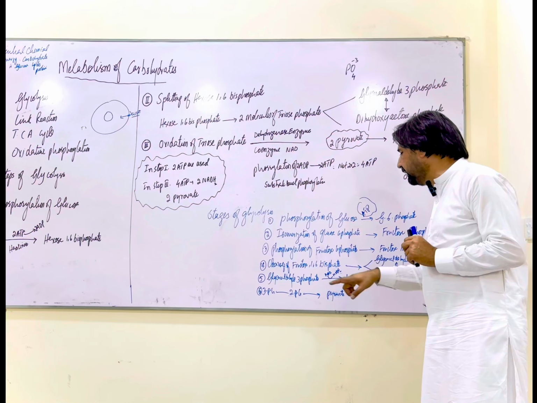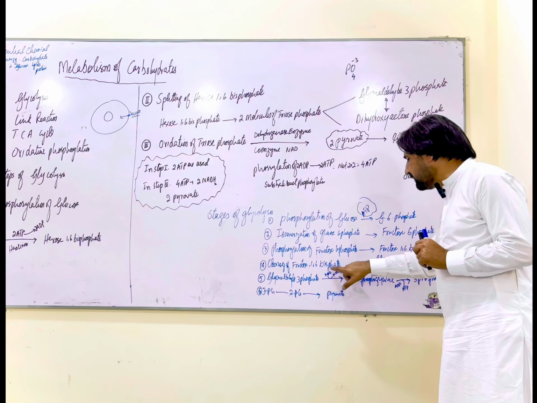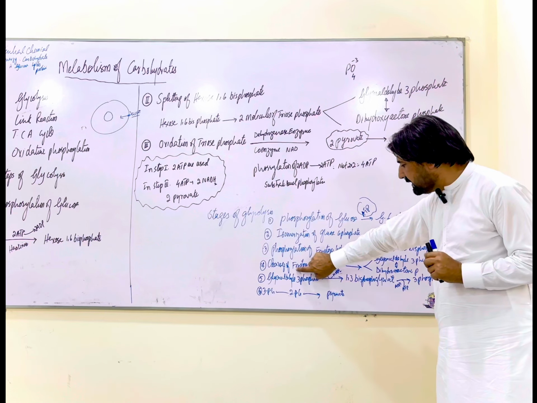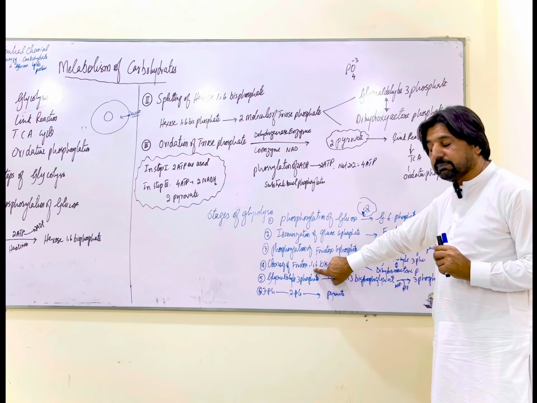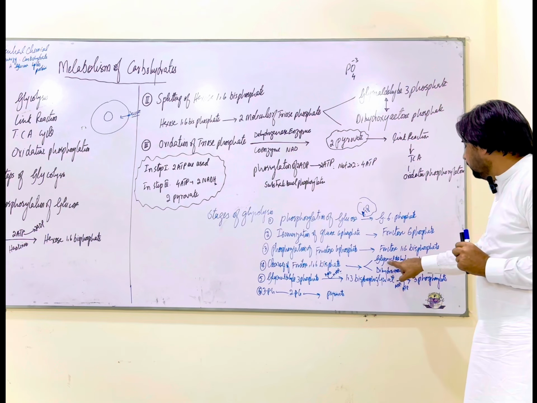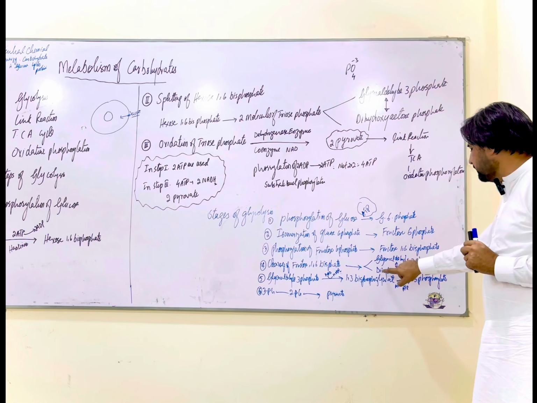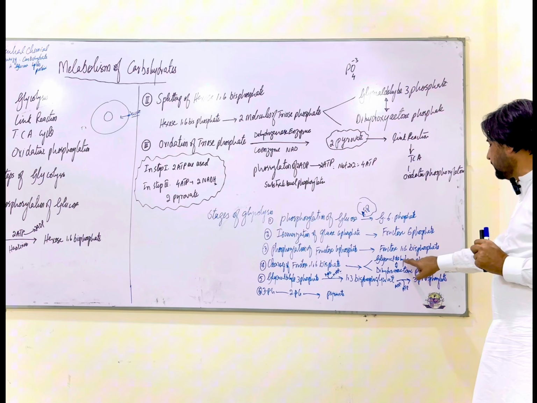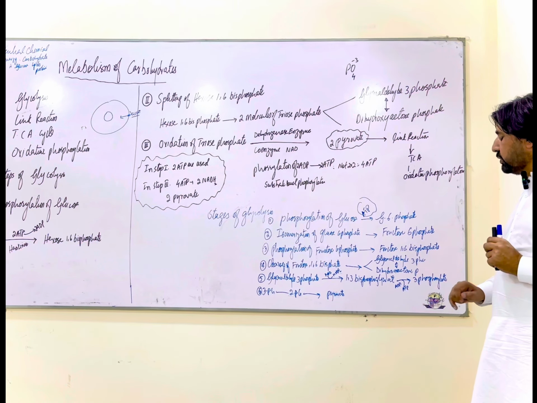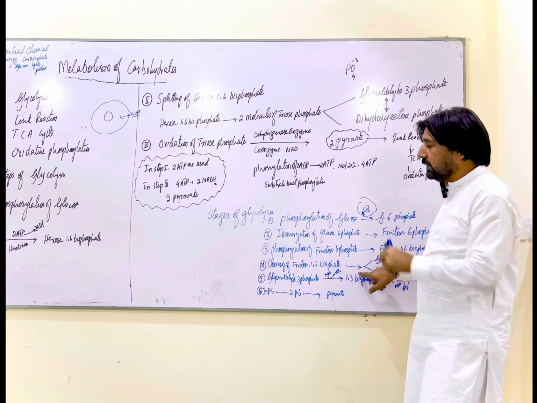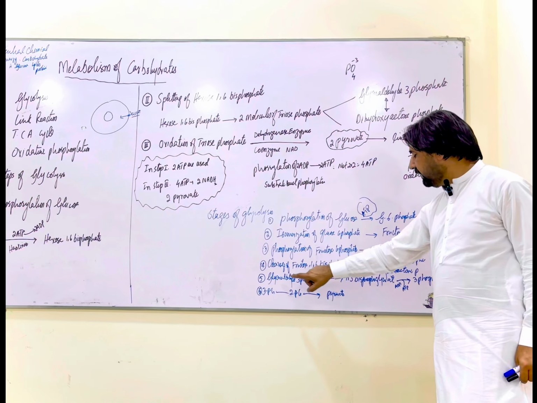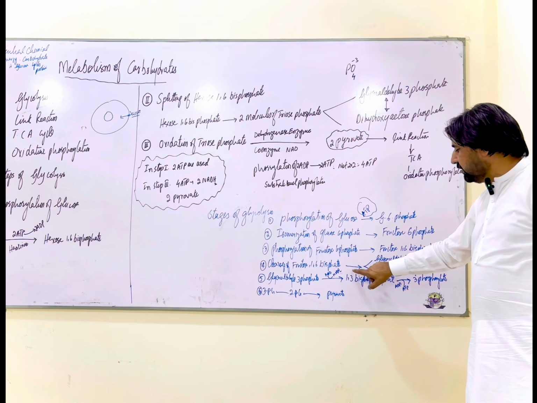Now the next step would be cleavage of fructose 1,6 bisphosphate. This fructose 1,6 bisphosphate is a 6-carbon compound, and it is broken down into two molecules. One of them is known as glycerol-3 phosphate and the other dihydroxyacetone phosphate. These are known as trioses. In the third step within glycolysis, these trioses are oxidized.